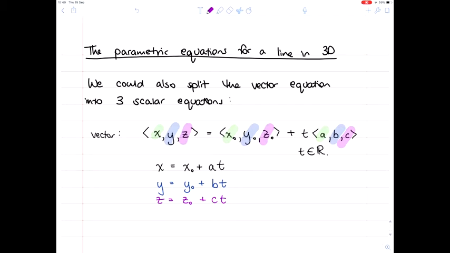So we've still got exactly the same information, except we've split this into three equations. An equation for x, and again recall that x naught and a are constants. The x component of the point is what varies, as does this t. So t is an element of the real numbers. And for y and z, we also have that y naught and z naught are constants, and so are b and c. And any one of these three looks quite a lot like our y is equal to mx plus c equation.